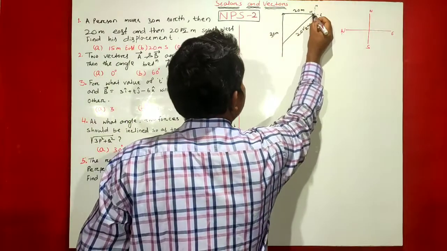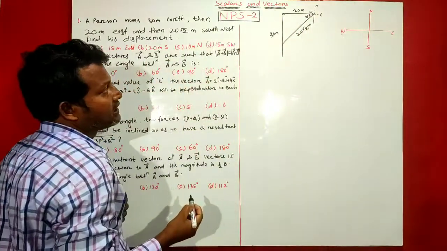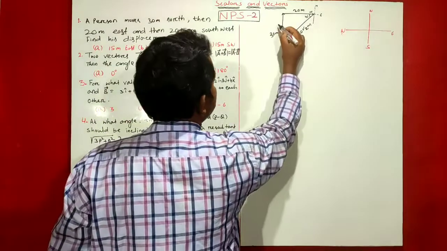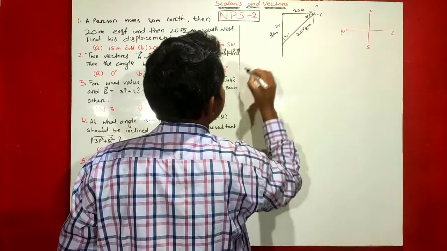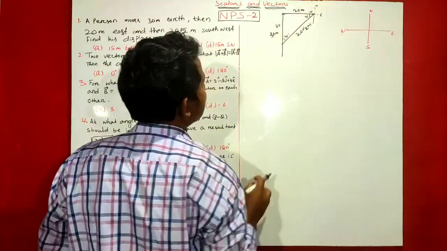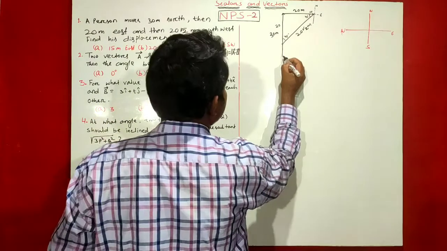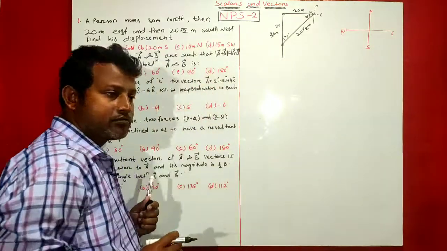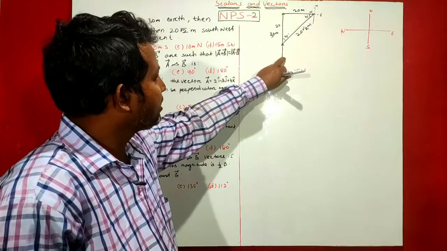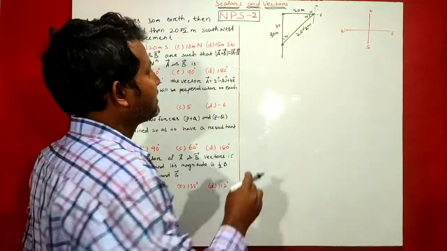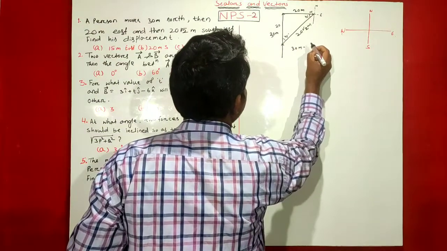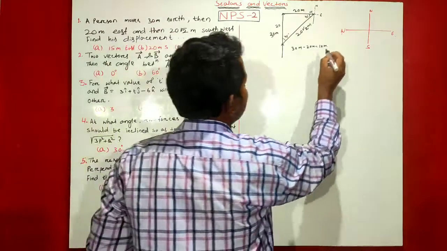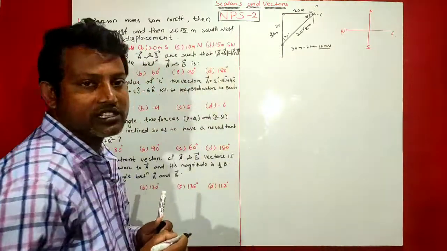Guys, this angle is 45 degrees, so this is 20 meter. From here to here, this is 20 meter. Our net displacement is from the initial point to the final point. This is just 30 meter minus 20 meter, which is equal to 10 meter. 10 meter north. This is our answer, guys.